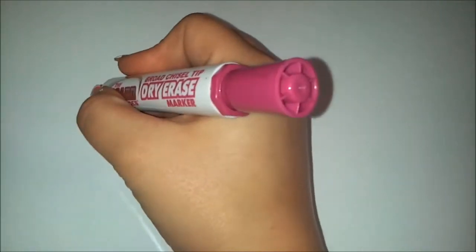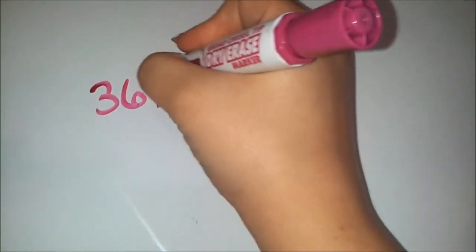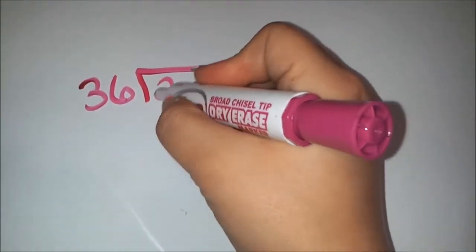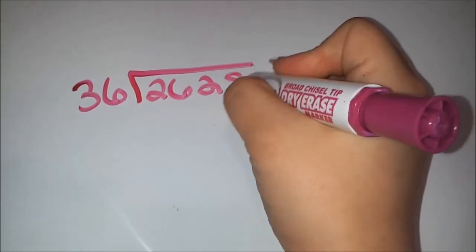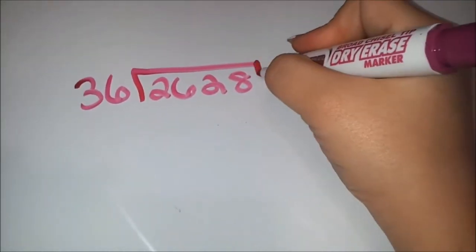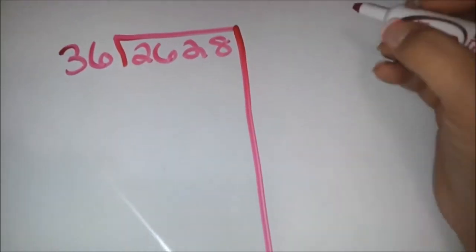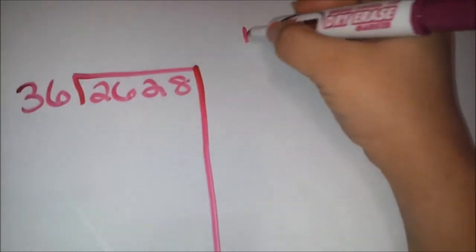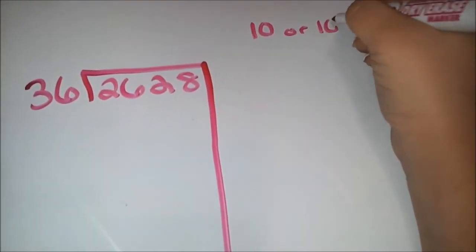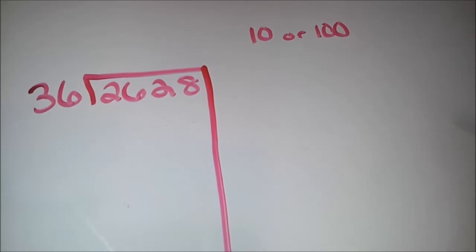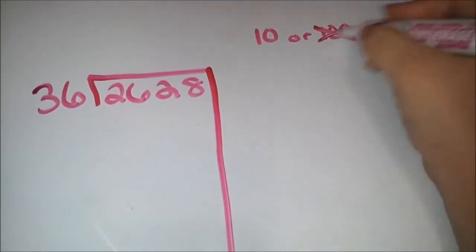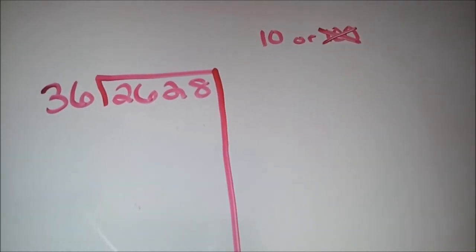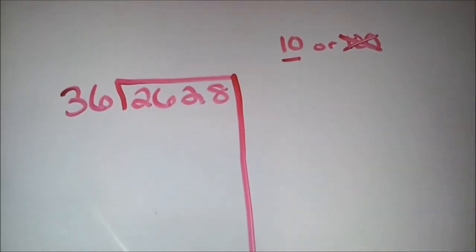Now let's try a big problem. Let's do 36 divided into 2,628. Go ahead and draw your line down the side. Now, let's see. Do we want to do tens or do we want to do hundreds? I think 100 is going to be too big. Let's cross that out. We know we're going to do tens. How many tens do we want to use?